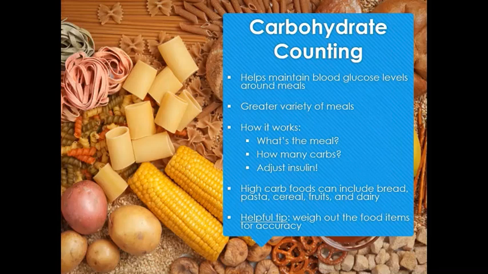We can talk a little bit about carbohydrate counting. Carbohydrate counting is a powerful tool for both types of diabetes. As I said before, carbohydrates are what affect blood glucose. Depending on how many carbs are in a meal dictates how much insulin is needed. High-carb foods include bread, pasta, cereal, fruits, and dairy.